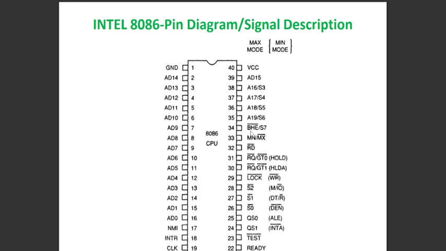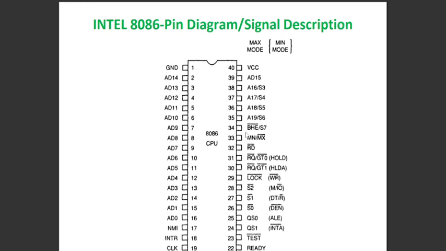Coming to pin number 34, that is bus high enable bar / S7. The BHE stands for bus high enable. It is available at pin number 34 and used to indicate a transfer of data using data bus D8 to D15. This signal is low during the first clock cycle and thereafter it is active.